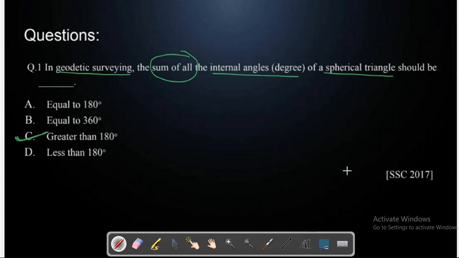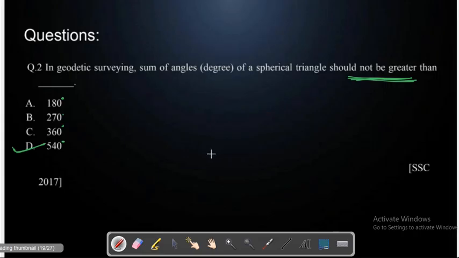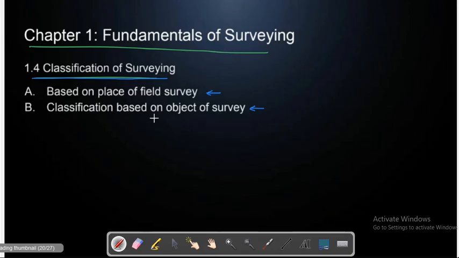Next, this question was asked in SSC 2017. In geodetic surveying, the sum of all the interior angles of a spherical triangle should obviously be greater than 180 degree. What is the range? 180 to 540 degree. The lower limit is 180 degree and the upper limit is 540 degree. So in geodetic surveying, the sum of angles of a spherical triangle should not be greater than 540 degree. They may directly ask about the upper limit, that is 540.